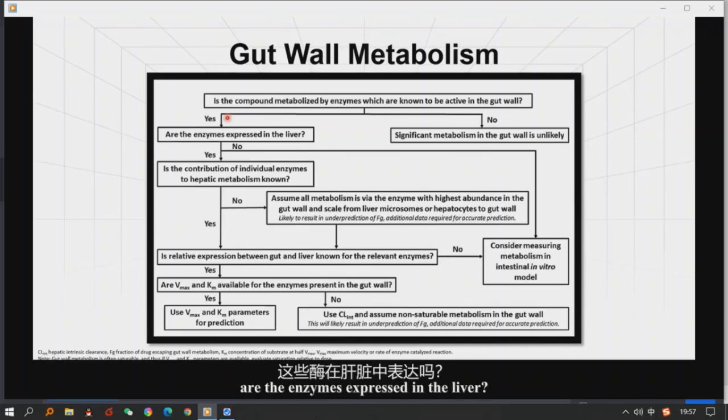So we'd ask ourselves, are the enzymes expressed in the liver? If they are, do we know the contribution of the individual enzymes to the hepatic metabolism? If we don't, then we'd have to make an assumption that all of the metabolism is via the enzyme with the highest abundance in the gut wall, and then scale from liver microsomes or hepatocytes to the gut wall. And this is likely to result in an under-prediction of FG and over-prediction of the metabolism.